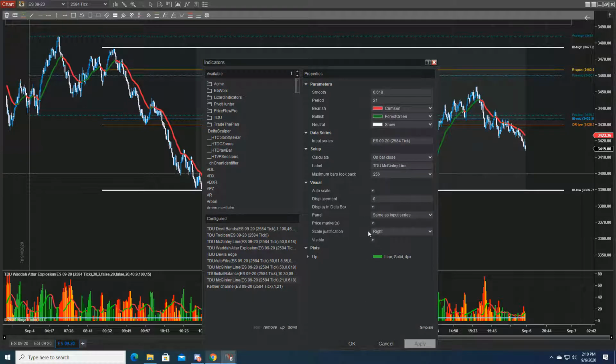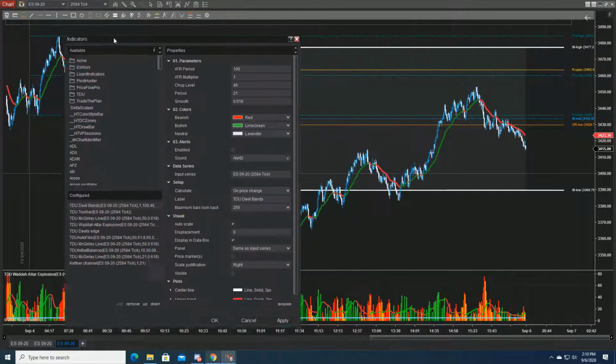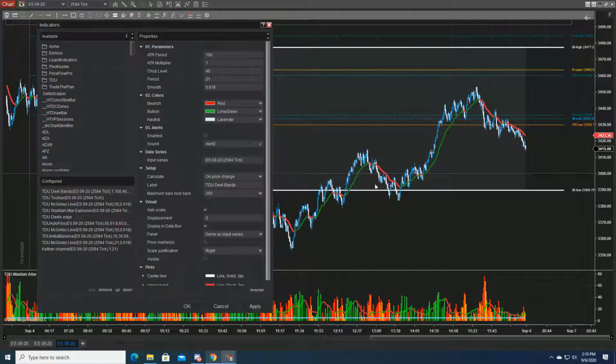Now I'm going to make that invisible, and I'm going to go to our Devil Bands and show you here. Right, so the center line of our Devil Bands is going to be that very McGinley Dynamic. So we've got a 21 period with a 0.618 smoothing. That's identical to what I just showed you on the McGinley. Now, in addition to that, and here's where we think we've made some improvements to both the McGinley and the traditional Keltner, I can choose the ATR period. So I'm looking at 100 bars here for an ATR multiplier.